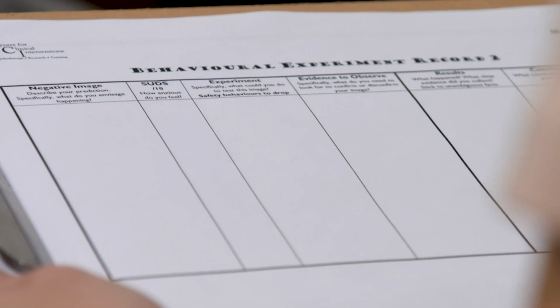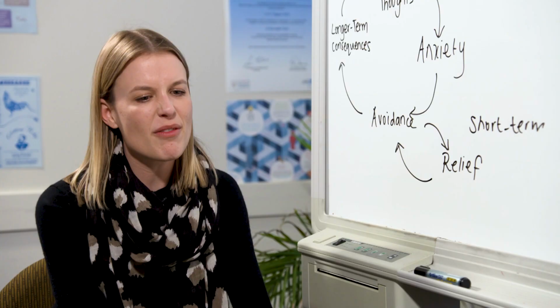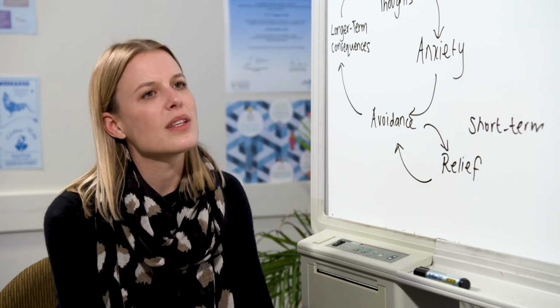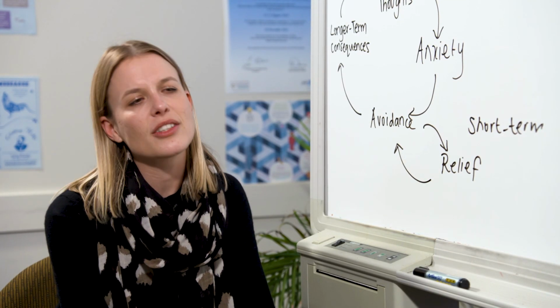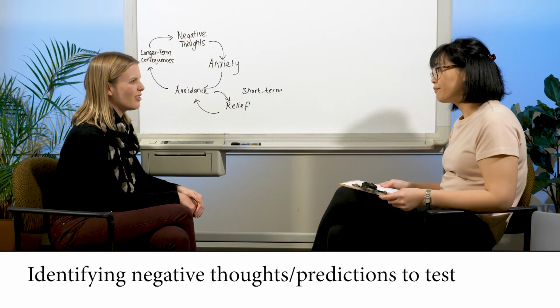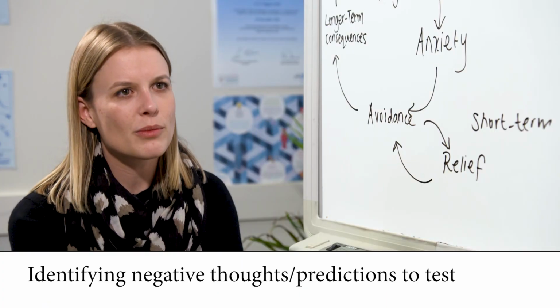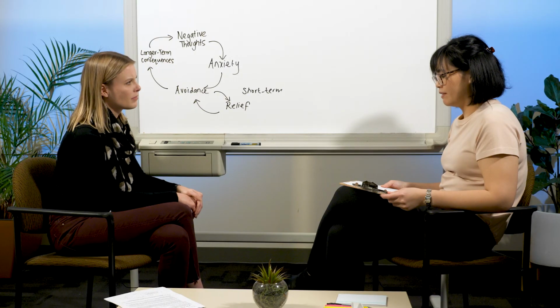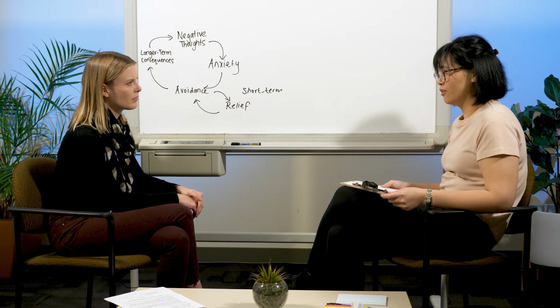So what you'll see in the first column of this behavioural experiment record is something called a negative thought or image. And these are typical thoughts that crop up for you when you think about actually going along to the party. So when you're thinking about going along to your cousin's party, what kind of thoughts and predictions come to mind about what's going to happen? I only know my cousin and a couple of her friends. There'll be lots of people there that I won't know.